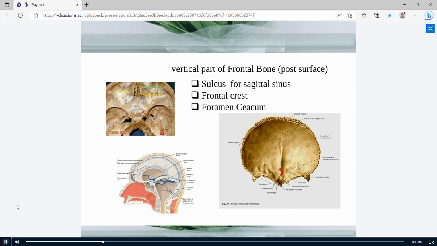The cerebral falx is a part of the dura mater, and inferior to the frontal crest there is a foramen. This foramen is called the foramen cecum, for passing an emissary vein. This is the superior sagittal sinus, located inside this groove in the frontal bone, and you can see the foramen cecum between the frontal bone and the ethmoidal bone.